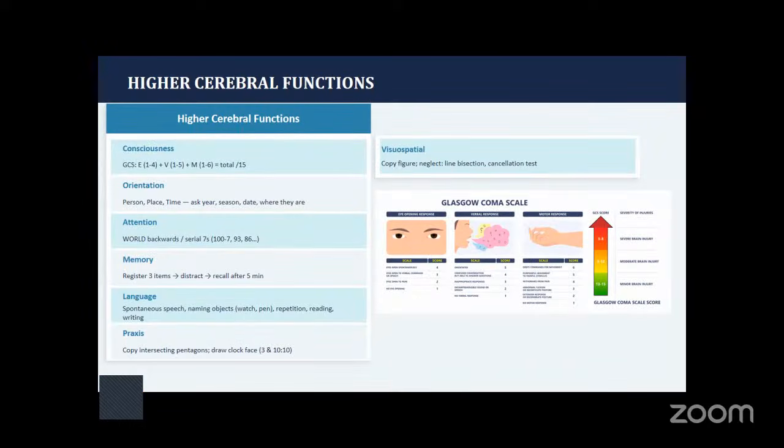If we just expand on our assessment of the higher cerebral functions, this should have come before everything. We will assess for the GCS of the patient. So you need to know the Glasgow Coma Scale. Orientation: ask the patient if they know who they are, what's their name, where they are, and what time or date it is.